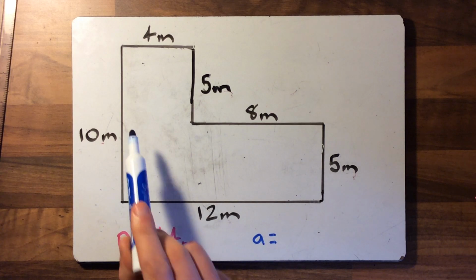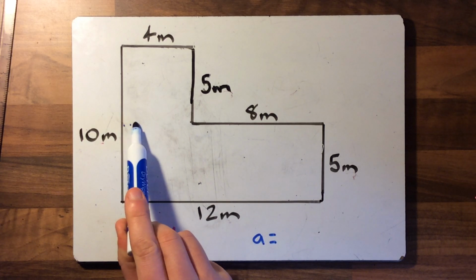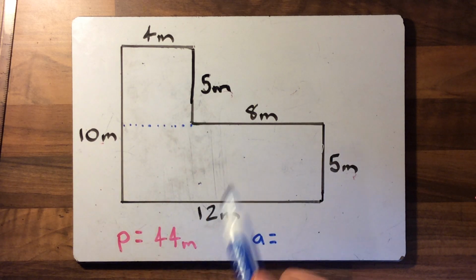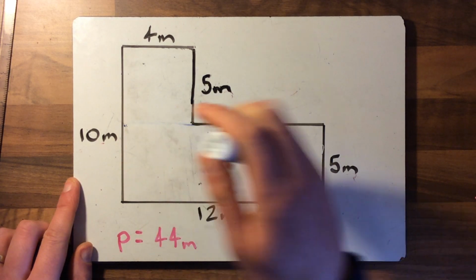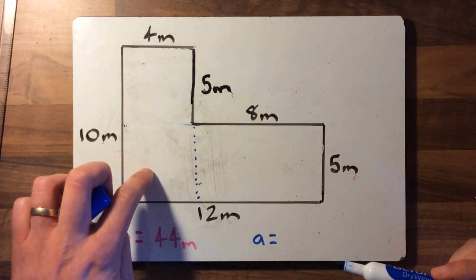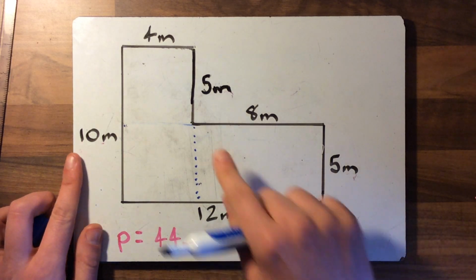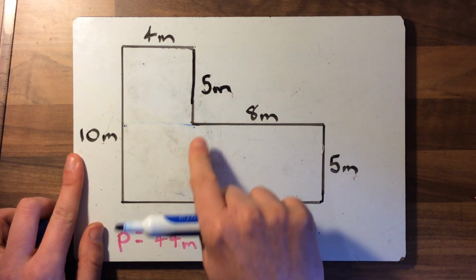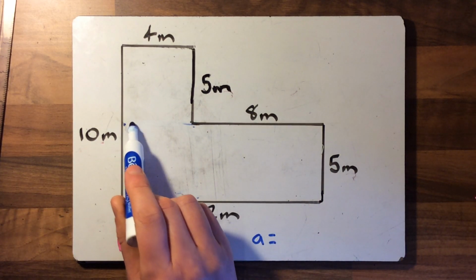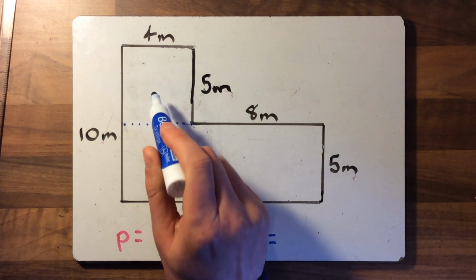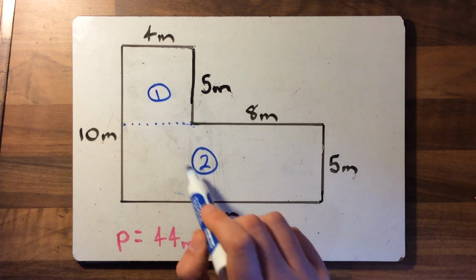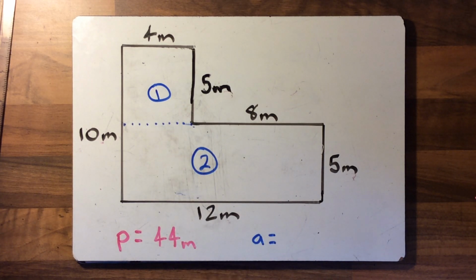So we can split it 2 ways. I could split it across here to have this rectangle here and this one down here, or I could split it down here to have this rectangle and this one here as well. So those are the 2 different ways that you could have done this. Let's have a look at this first one. And then we've got rectangle 1 here and rectangle 2. So we will work out the area of both of these and then add them together.